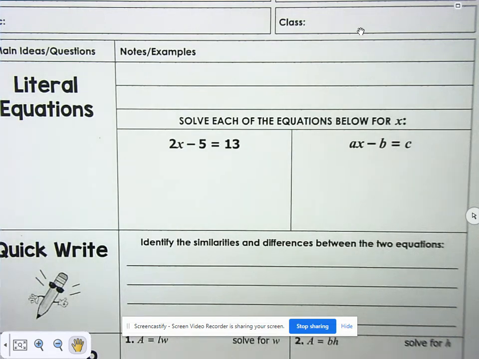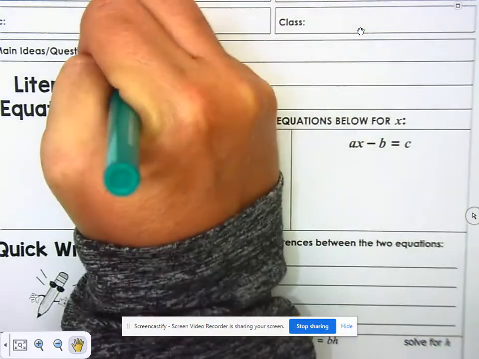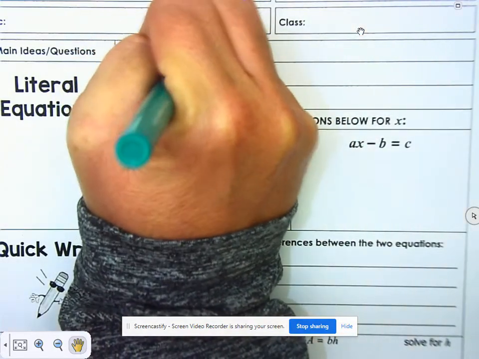All right, so we're going to talk about literal equations here. And remember, I said that basically the definition for literal equations is just equations with multiple variables.